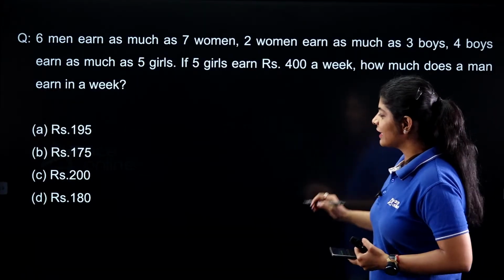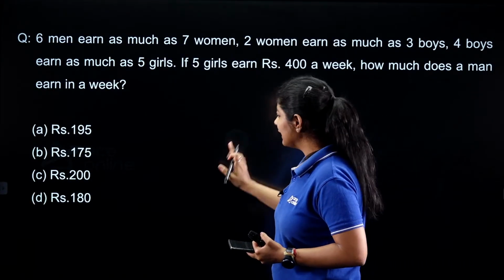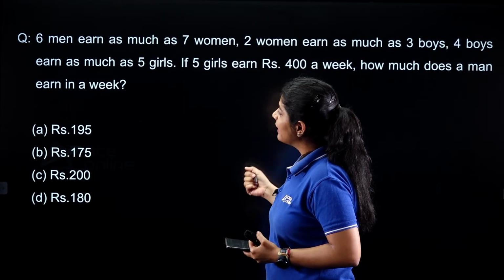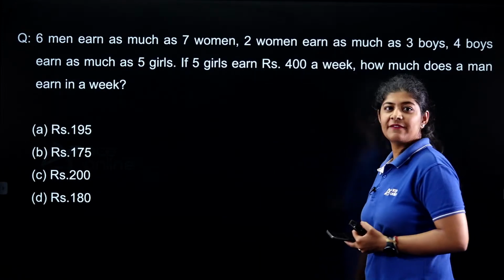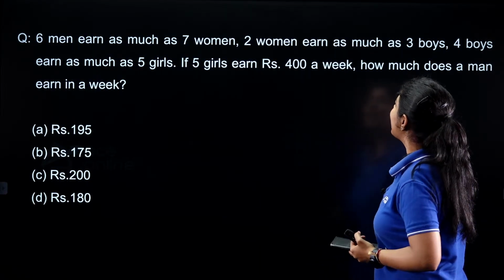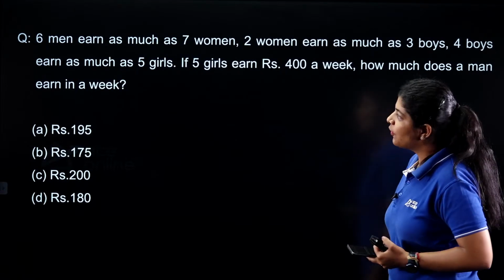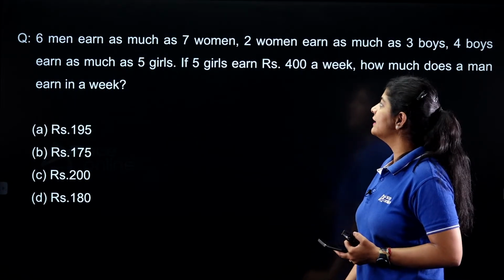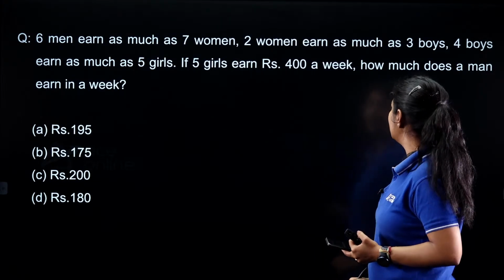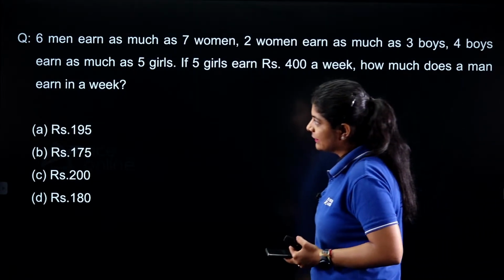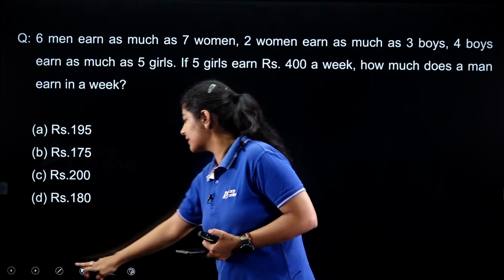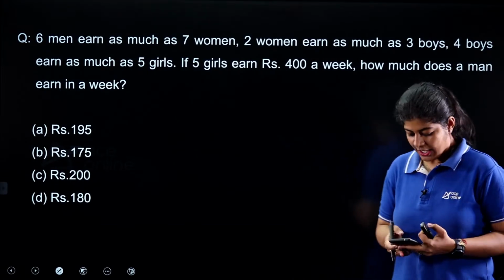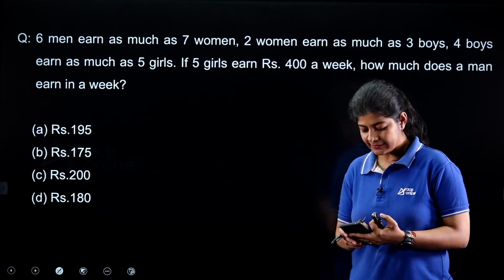So this is our very first question, and I guess this is a very easy one. The question is very simple. It is saying that 6 men earn as much as 7 women, 2 women earn as much as 3 boys, 4 women earn as much as 5 girls. If 5 girls earn rupees 400 a week, how much does a man earn in a week? What we need to do is simply figure out how much amount a man earns in a week. So how are we going to calculate this?